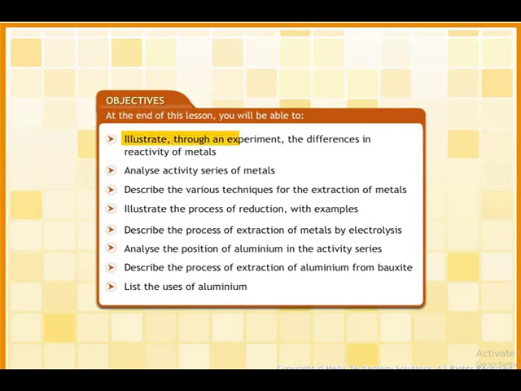illustrate through an experiment the differences in reactivity of metals, analyze activity series of metals, describe various techniques for the extraction of metals, illustrate the process of reduction with examples, describe the process of extraction of metals by electrolysis, analyze the position of aluminium in the activity series, describe the process of extraction of aluminium from bauxite, and list the uses of aluminium.